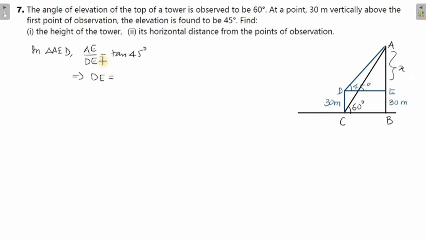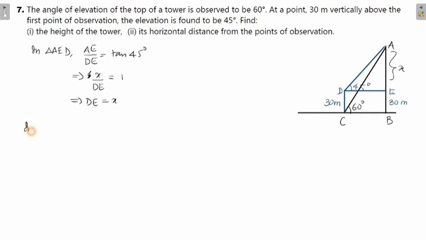Let me erase this for now. So from here AE is x, so we have x by DE is equal to, how much is this? This is 1, isn't it? Tan 45 degree is 1. So from here we get DE is equal to x.